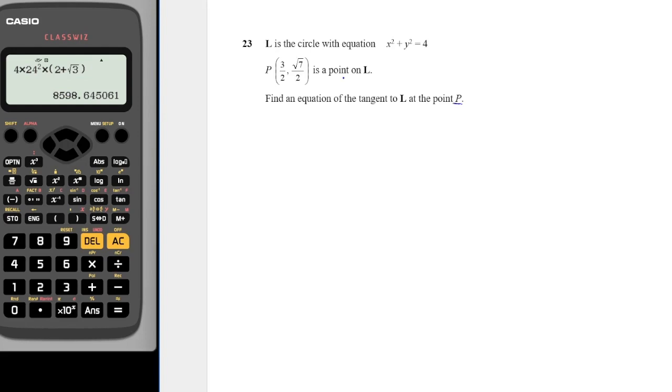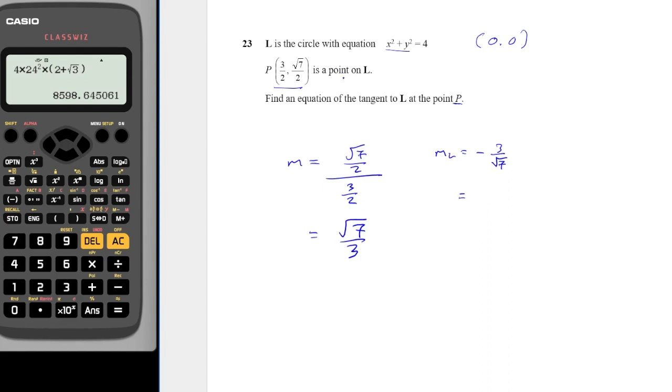Okay, so we need to work out the gradient between the centre of the circle, which is going to be 0, 0, and our point P. So the gradient is going to be equal to root 7 over 2 over 3 over 2. So that is going to be root 7 over 3. So the gradient of the tangent to L, ML, is going to be the negative reciprocal, so it's going to be minus 3 over root 7.